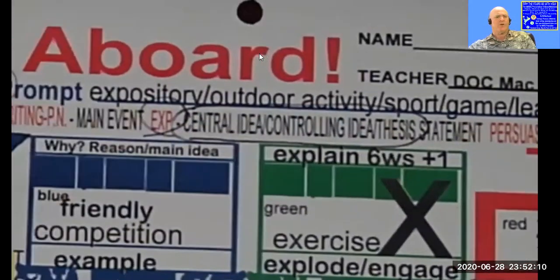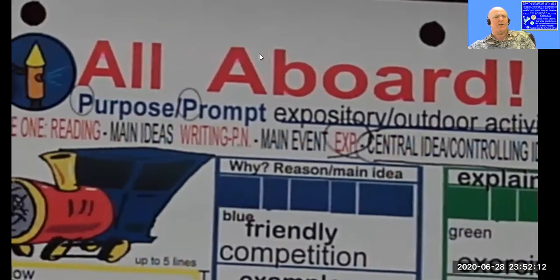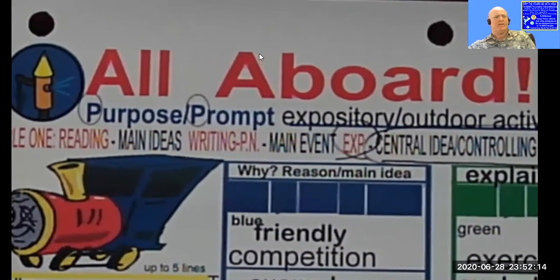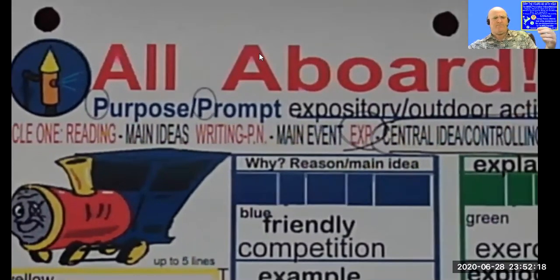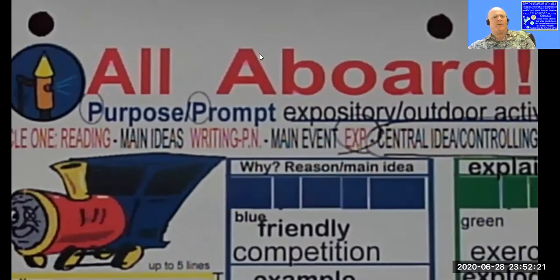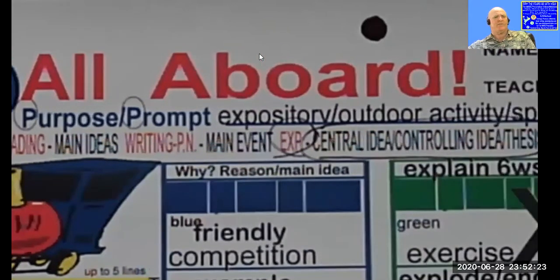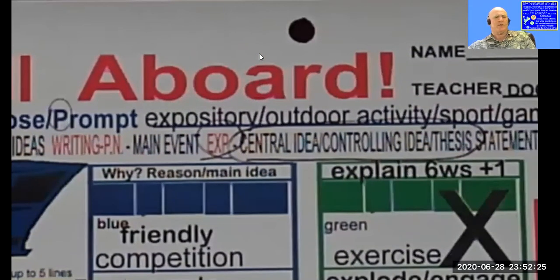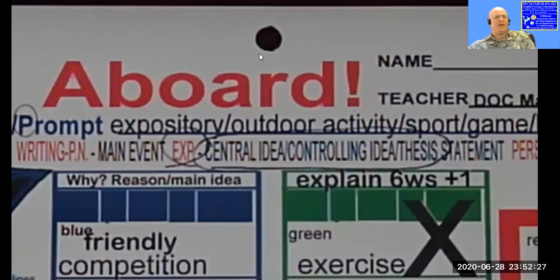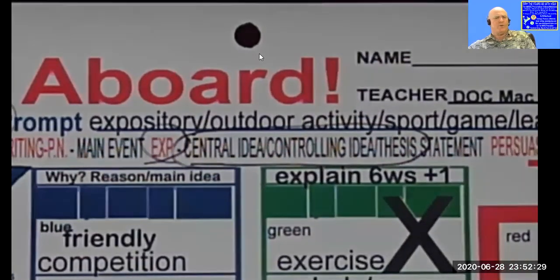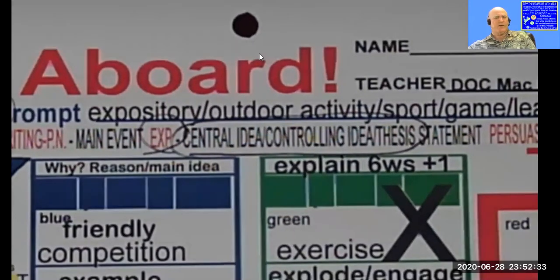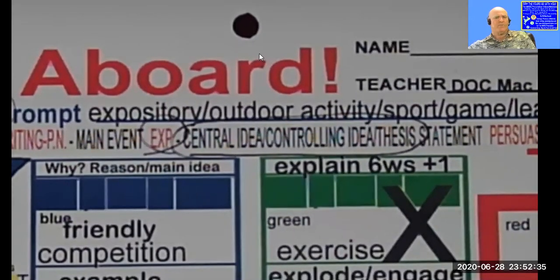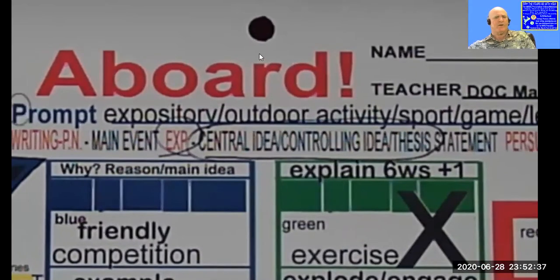And on my old trains, the kids had to go in here next and circle one of these. Is this a reading passage that I'm using annotations for? Am I talking about main idea, personal narrative, or am I doing expository? So I went ahead and showed it to you. We're going to be doing expository with a central idea for 4th grade, a controlling idea for 7th, or a thesis statement for 9th grade.